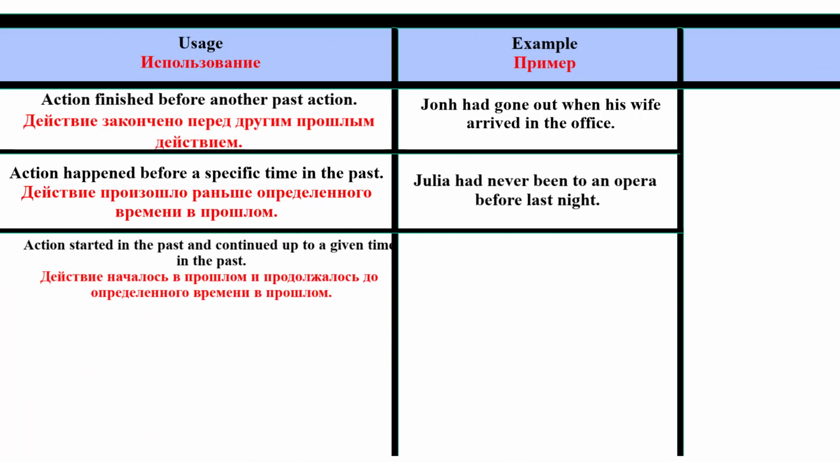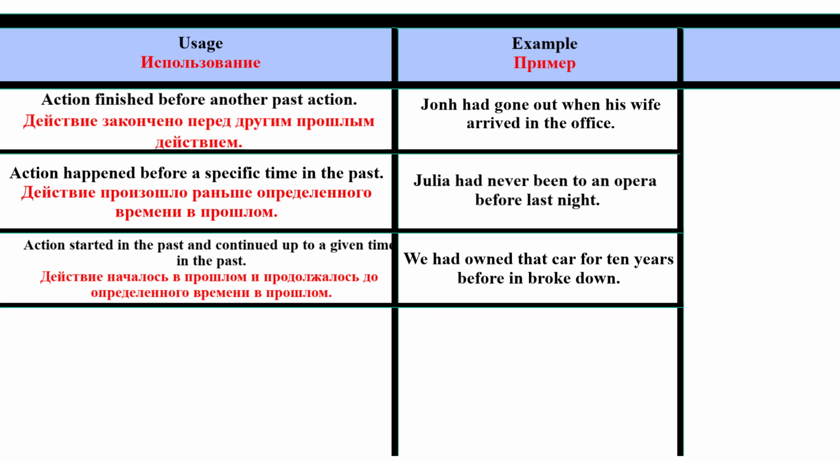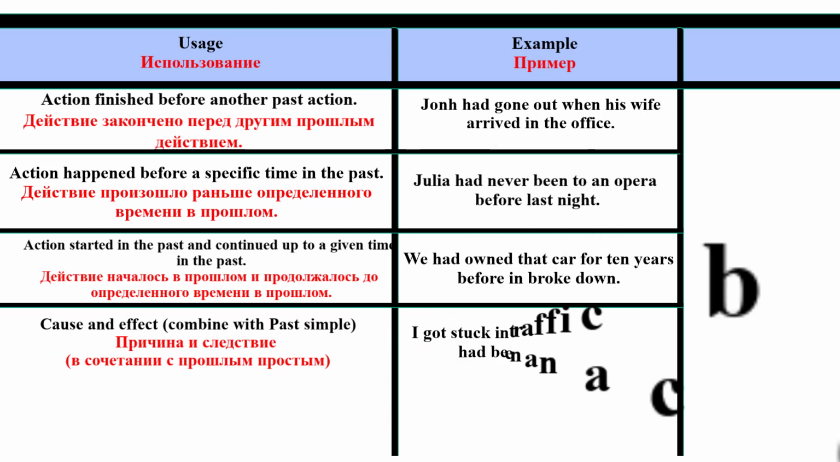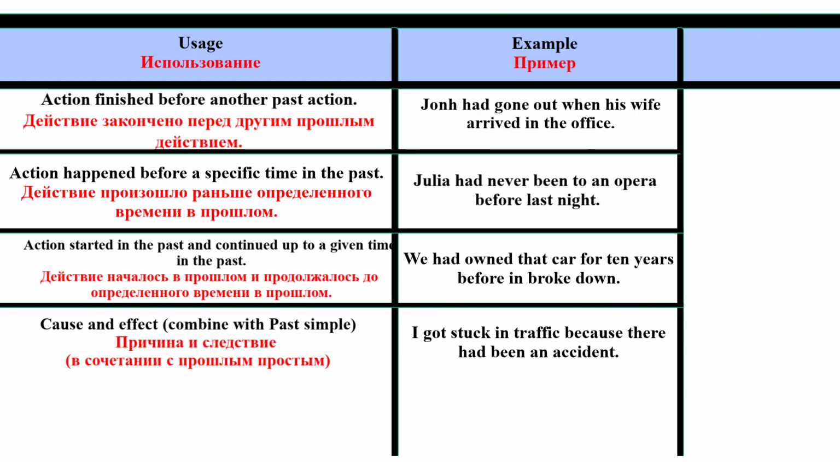Action started in the past and continued up to a given time in the past: We had owned that car for 10 years before it broke down. Cause and effect. Combine with past simple: I got stuck in traffic because there had been an accident.